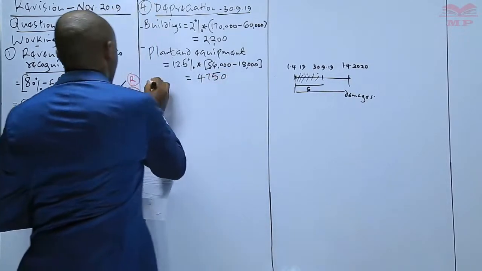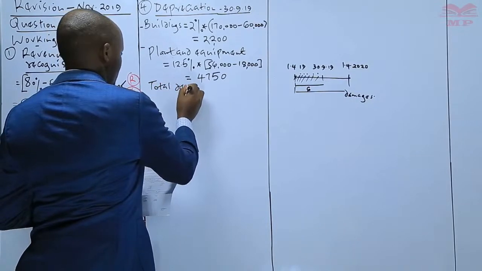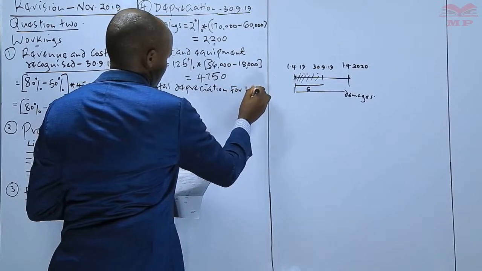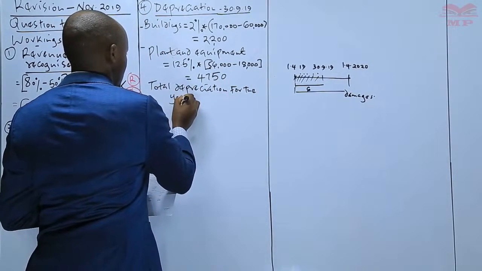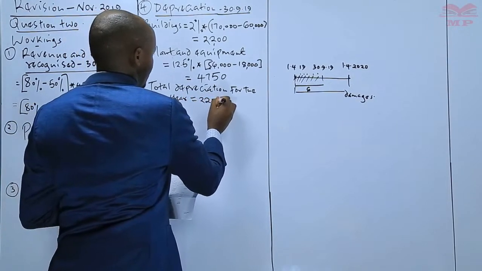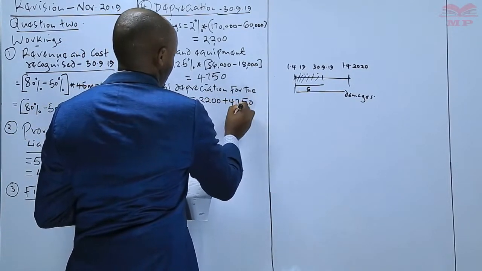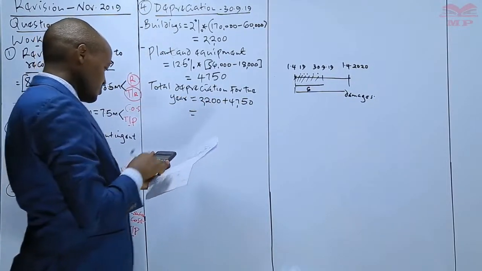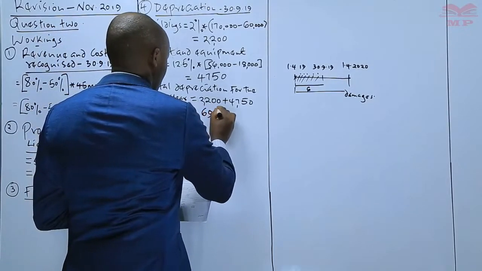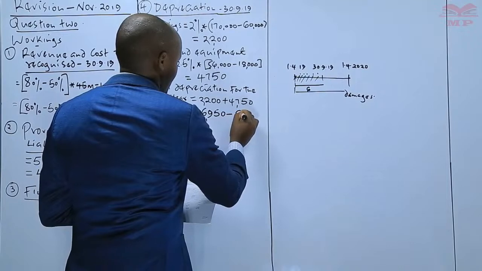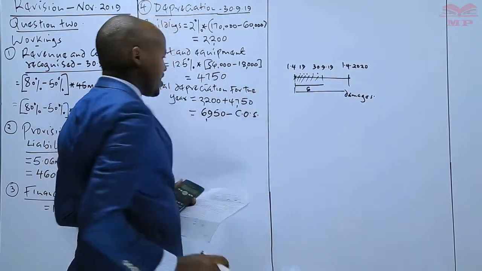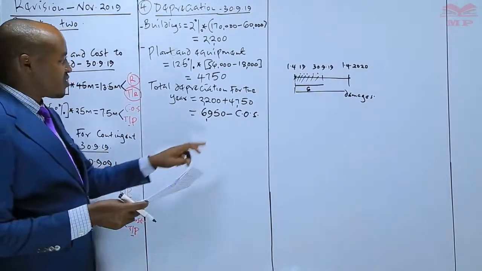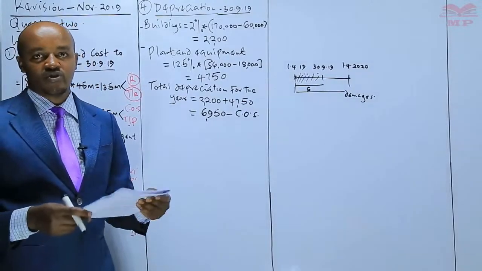That will give us 4,750. So from that we can compute the total depreciation for the year. The total depreciation for the two assets will be equal to 2,200 plus 4,750, which gives us a total of 6,950. This 6,950, unless told otherwise, we always account for as part of the cost of sales. So therefore, when taking into account the cost of sales, we are going to include the depreciation for the year.